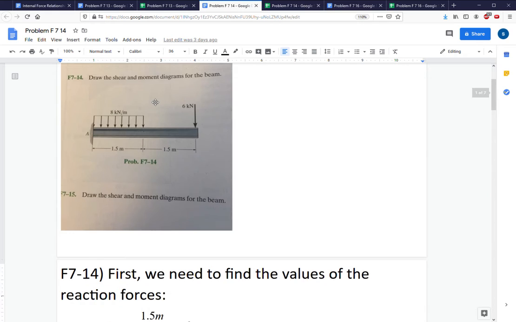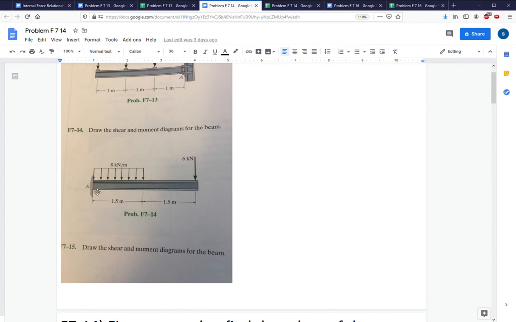Next, I'm going to find the sum of moments. I'm going to select moment about point A, and for this section of the text, you will always want to select the leftmost point, or the point where you define all of your x's from. It does make things a lot easier.